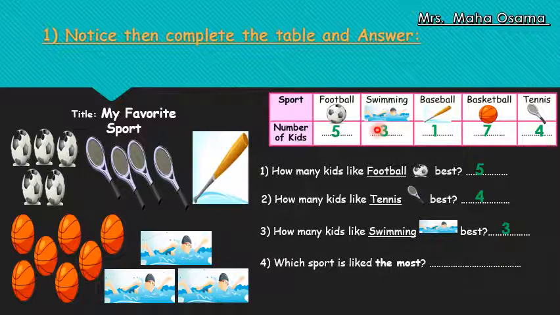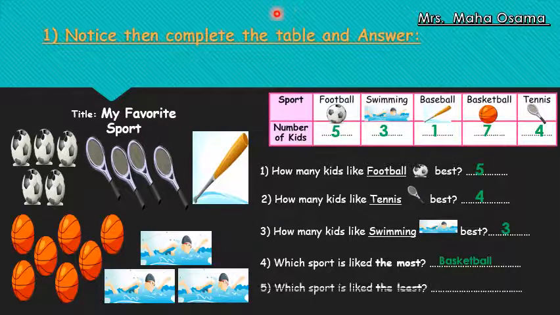And which sport is liked the most? Which is the biggest? Yes, basketball, which is this sport. So the answer will be basketball. The last question, which sport is liked the least? Is it 5? No. 3? No. Yes, only 1 kid likes it, which is baseball. Okay.